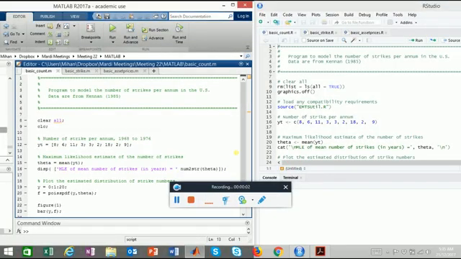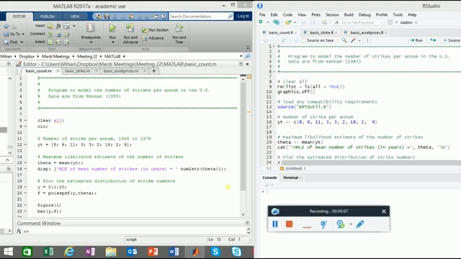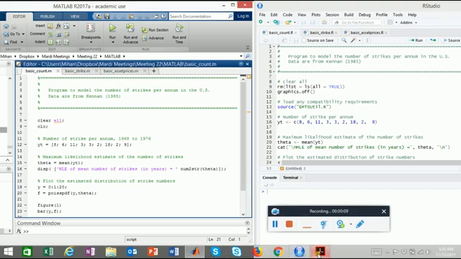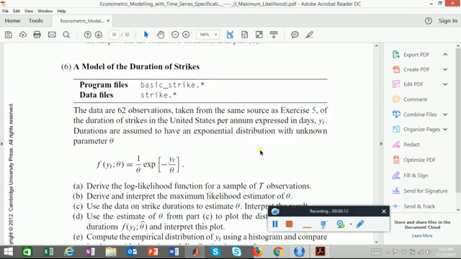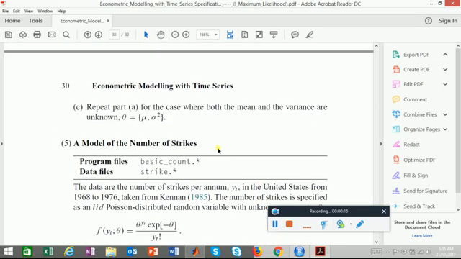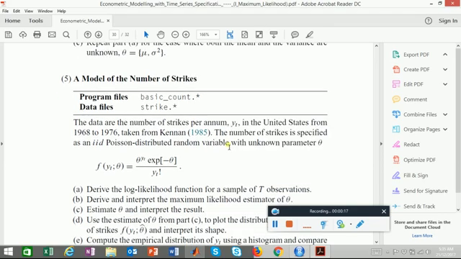Okay, this is the second session. Here we are going to look into some of the applications directly for whatever we learned up until now. The first problem is a model of the number of strikes. So we have data on the number of strikes per year, Y_t, in the United States from 1968 to 1976.